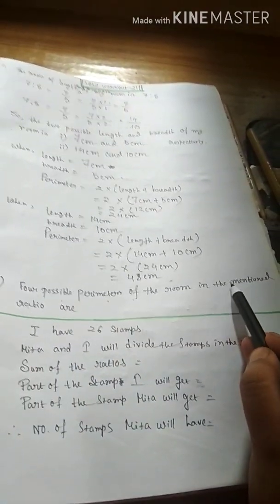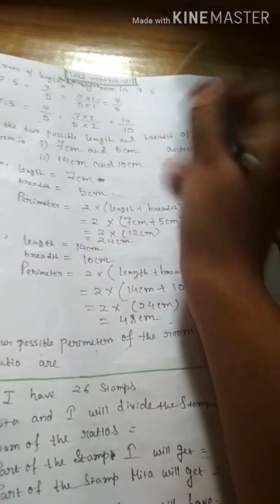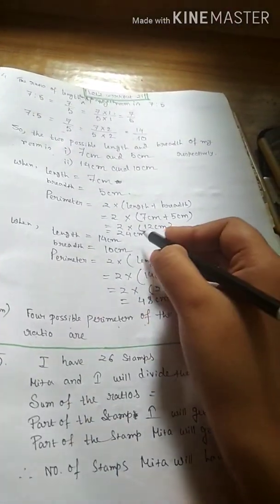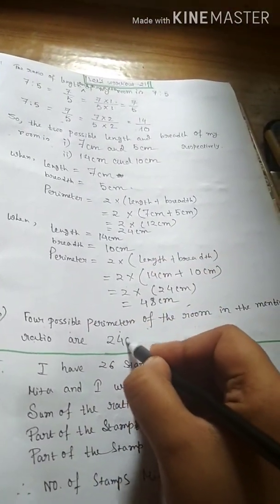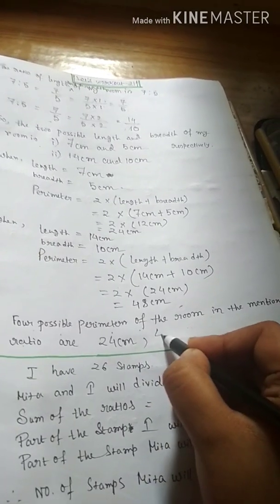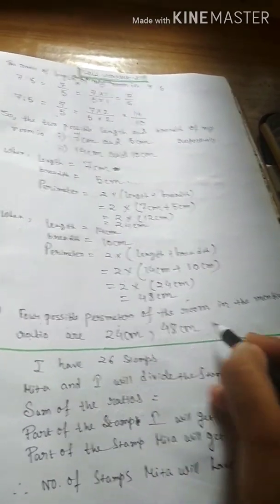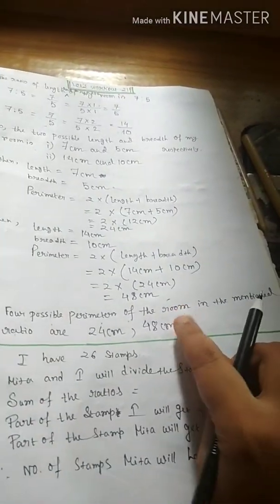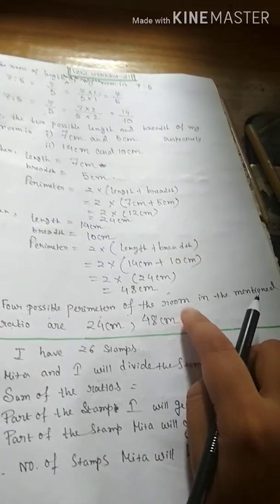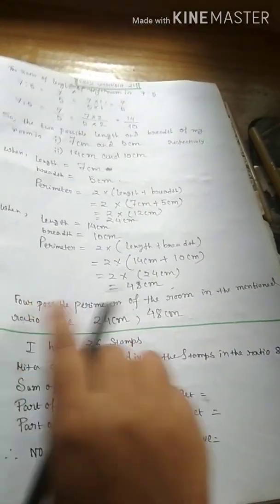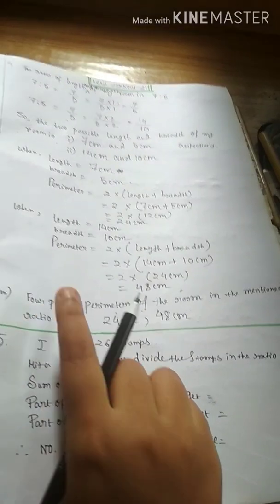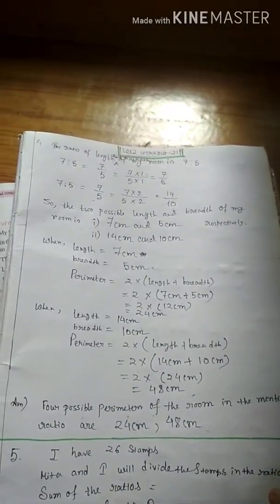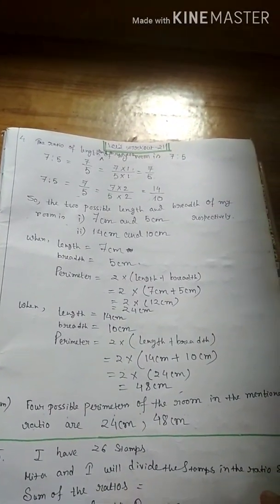Which is the mentioned ratio? This one, 7:5: 24 centimeter, 48 centimeter, and I'm leaving the space. You will find the other two ratios, so you will get the other two perimeters, so you will get 4 perimeters. Okay, this one is the total sum.